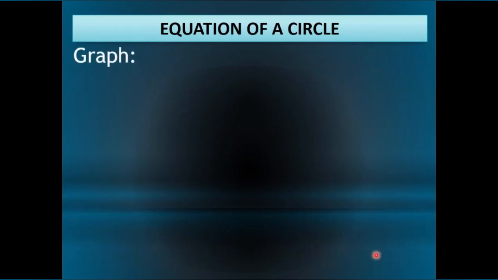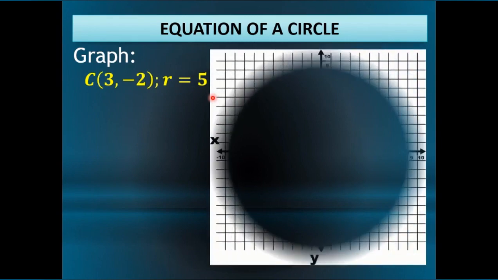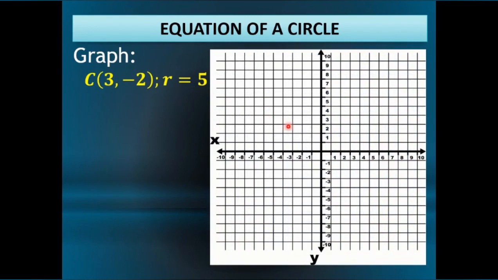And then for the graph of this given equation, our center is at 3, -2 and the radius is 5 units. We have again the Cartesian plane. We plot our given center, which has a positive value of x, 3, and a negative value of y. So therefore, this is found in the 4th quadrant. So we have here +3, -2, and then we'll count 5 units from this center: 1, 2, 3, 4, 5.